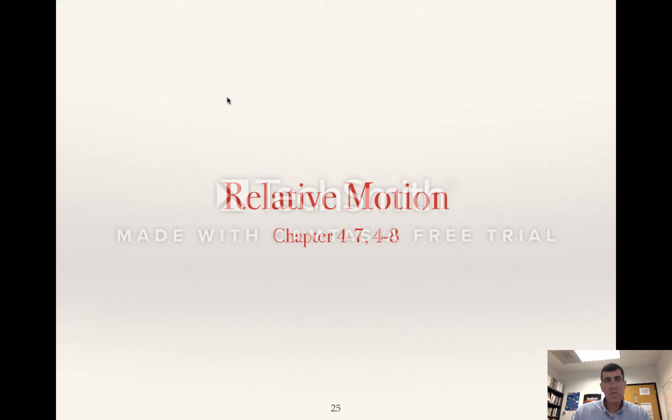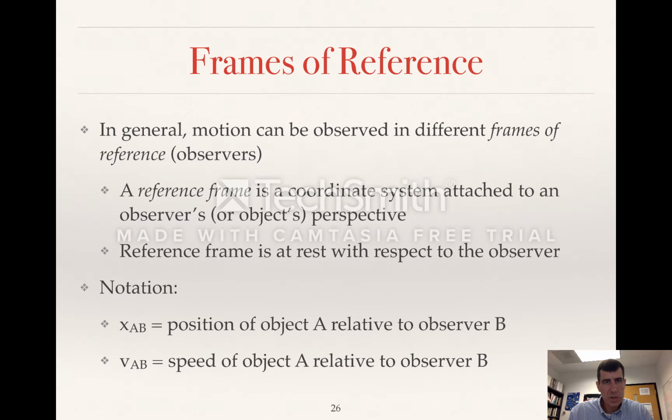The final video for chapter 4 is going to be about relative motion. So first we need to define something called a frame of reference. In general, imagine you have some moving object, and you want to describe things like position and velocity and acceleration and whatnot.